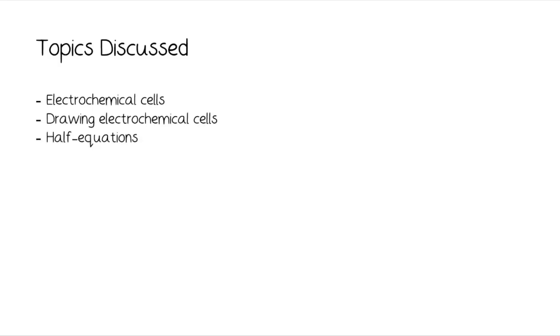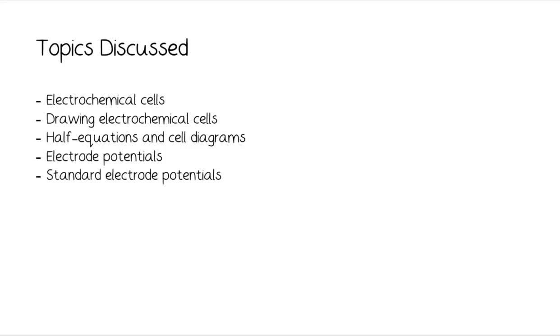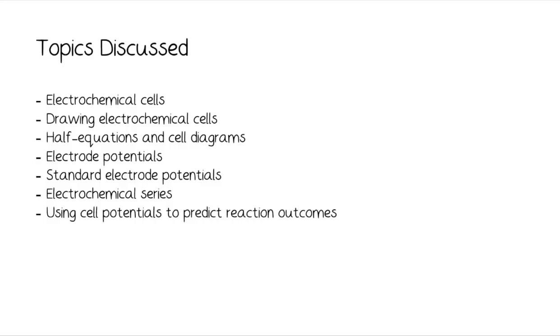So the topics we'll discuss today are electrochemical cells, how to draw electrochemical cells, half equations and cell diagrams, electrode potentials, standard electrode potentials, electrochemical series, and using cell potentials to predict reaction outcomes, and batteries as well as fuel cells. So it's a quick whistle-stop tour of all the things you need to know. So let's get started with the fundamentals then.